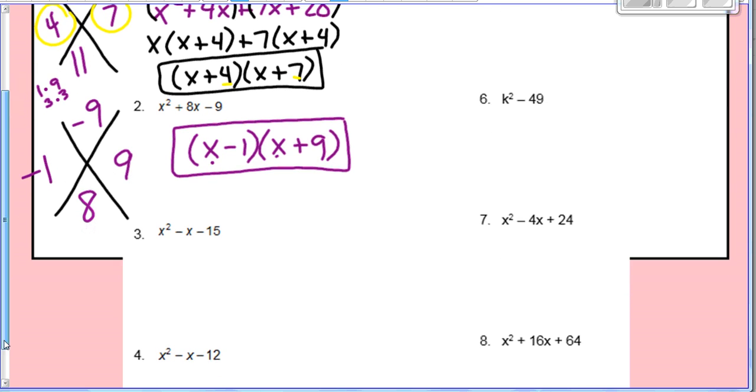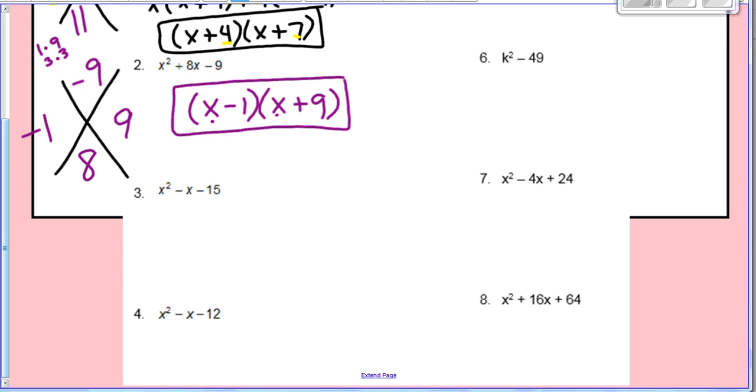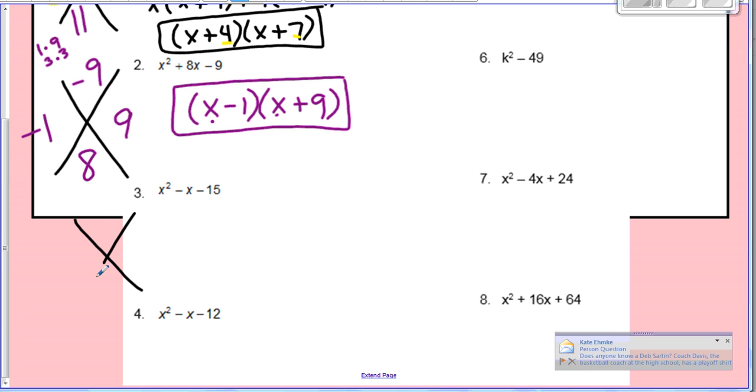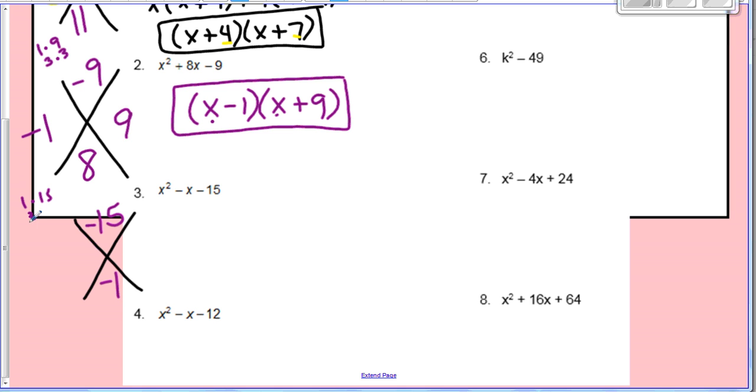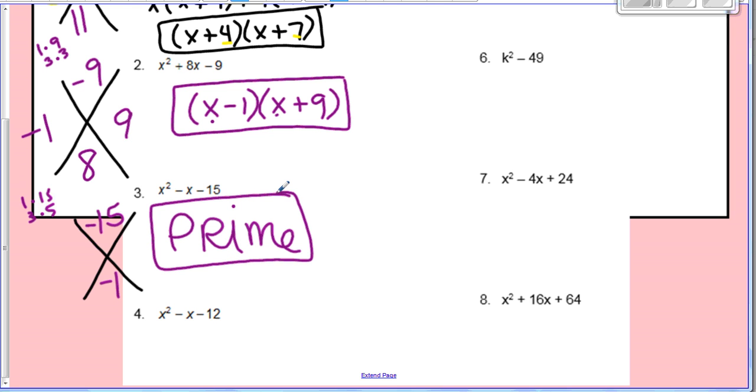Okay, so let's look at 3. Again, there's no greatest common factor. I can't group, so I'm going to go to my x factor. Negative 15 is my C. Negative 1 is the B. So I think, okay, factors of 15. That's 1 and 15, 3 and 5. I can't figure out a way for those to add to give me negative 1. That means this guy is prime. Now, just like I've said before, just because it's hard doesn't mean it's prime. I'm only going to give you like 2% of the problems as prime, so don't just start writing prime everywhere.